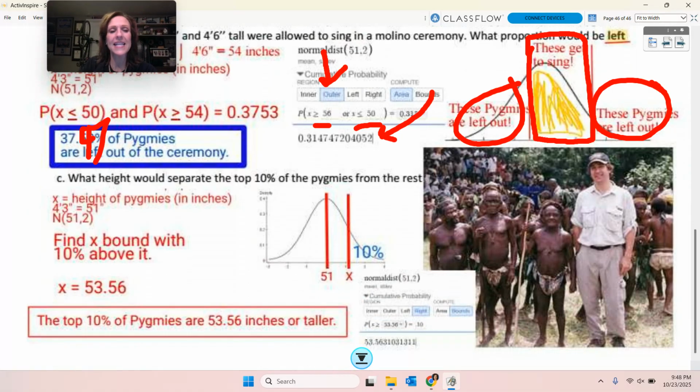All right, and the last one: what's the height to separate the top 10%? It's asking for the X, so that's a bound with the context normal model. There we have 53.56 or more get left out. Here's a picture of pygmies standing next to a westernized person. So there you go.